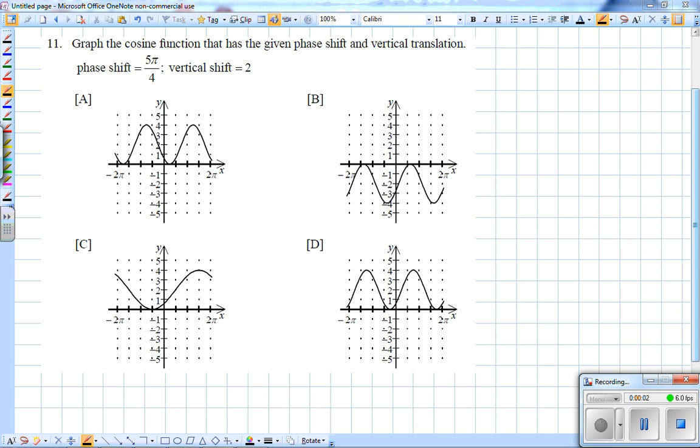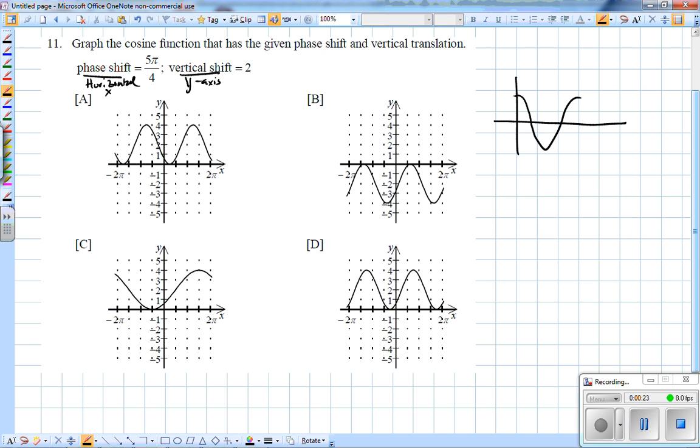Let's look at finding the graph of a cosine function with a given phase shift and vertical shift. Remember, phase shift is just horizontal shift along the x-axis, vertical shift, again, along the y-axis. Now, the first thing to determine is that the cosine function, or the parent function, starts at 1, and it completes one complete cycle at 2 pi.